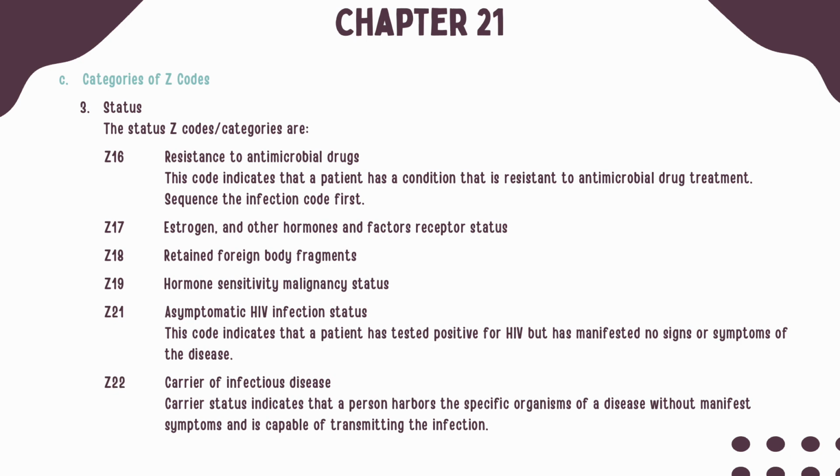Code Z21 indicates that a patient has tested positive for HIV, but they do not manifest any signs or symptoms of the disease. And category Z22 represents a person that harbors the specific organism of a disease without manifesting symptoms, and they are capable of transmitting the infection.